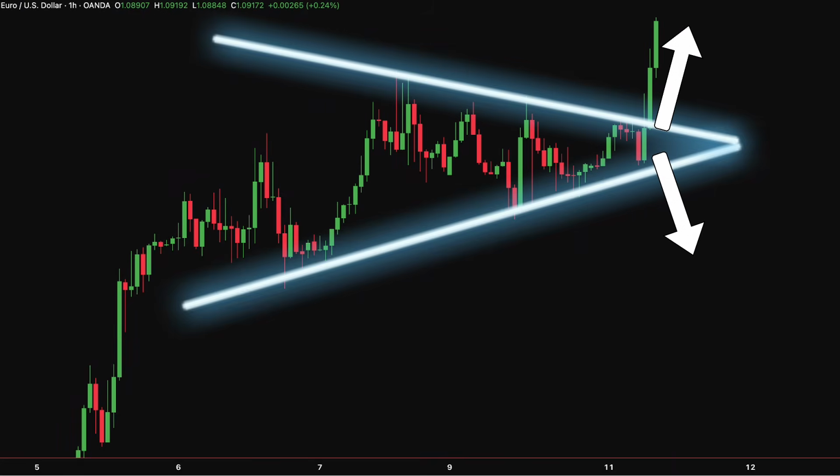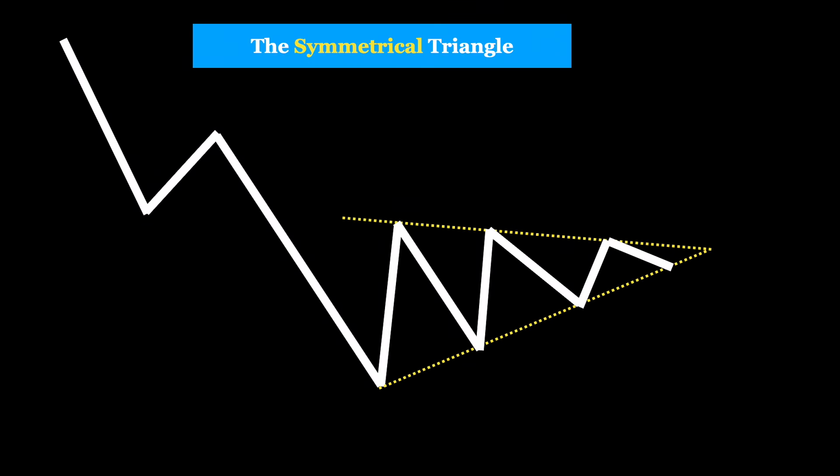If it breaks below, it can signal a shift in market sentiment. This same logic applies during a downtrend. Price continues to make lower highs and higher lows, forming that classic triangle shape.